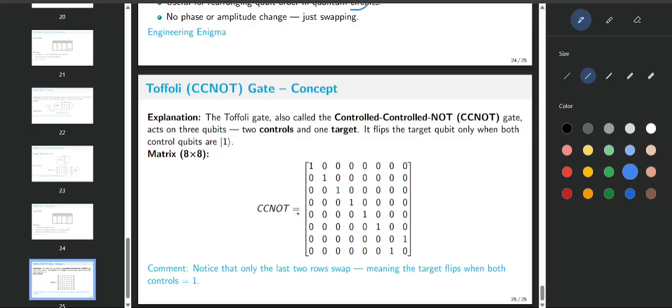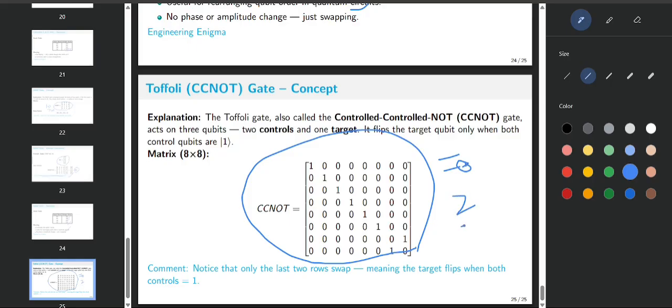Moving on to the last gate of this particular session, this is nothing but the Toffoli gate. This is the matrix representation of the Toffoli gate. The Toffoli gate is like CNOT, the controlled NOT gate, but whereas in CNOT you have one control and one target, here we have two controls and one target.